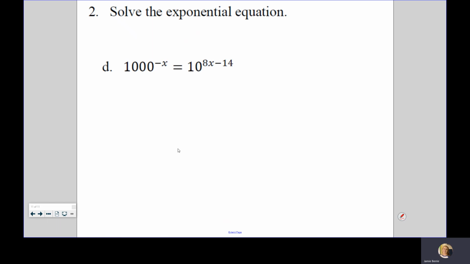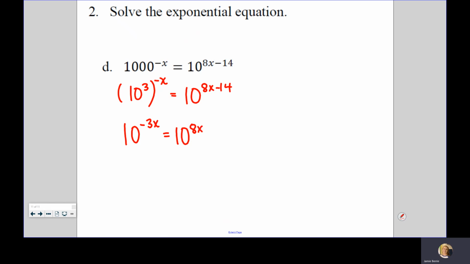All right, so we have whole numbers here. Start with the bigger side. Say, how can I rewrite 1,000 as 10 to some power? 10 to the 3rd, yeah. So we're going to rewrite 1,000 as 10 to the 3rd. Leave that negative x on the outside. Right-hand side stays exactly the same. Again, if you didn't know that off the top of your head, that 10 to the 3rd was 1,000, you can check that on your calculator. We got a power to a power, so you multiply them. So we have 10 to the negative 3x equals 10 to the 8x minus 14.